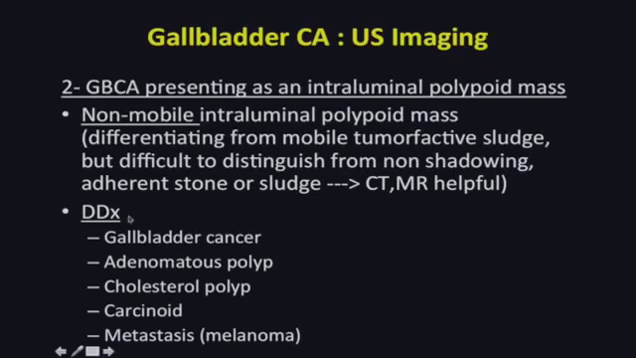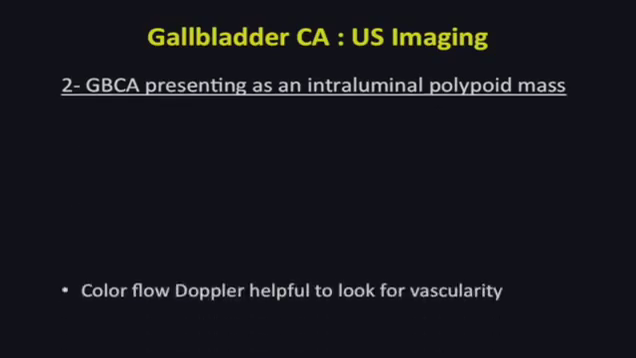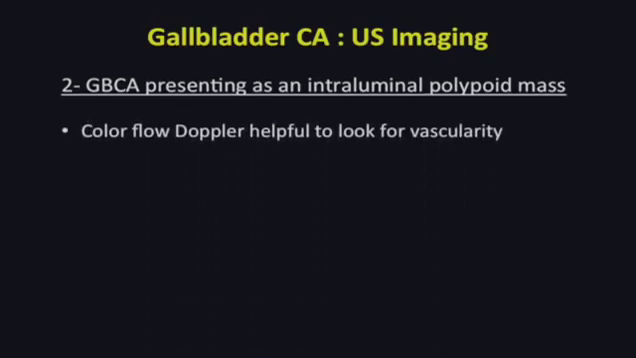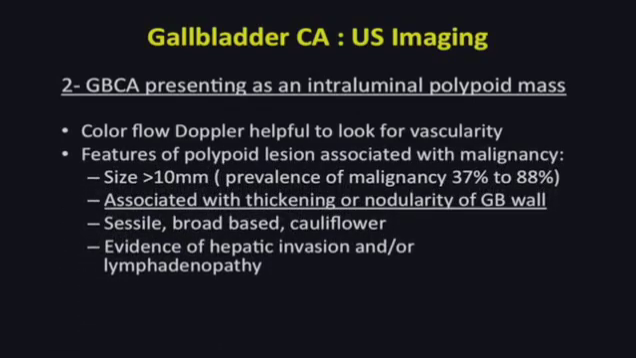The differential diagnosis for an intraluminal gallbladder mass includes not only cancer, but adenomatous and cholesterol polyps, the uncommon carcinoid tumor, or metastatic disease such as from melanoma. So as I mentioned, color flow Doppler is extremely helpful, but there are features of a polypoid lesion that will help us raise the index of suspicion for malignancy. And these are the features that are highly associated with malignancy that we should be aware of.